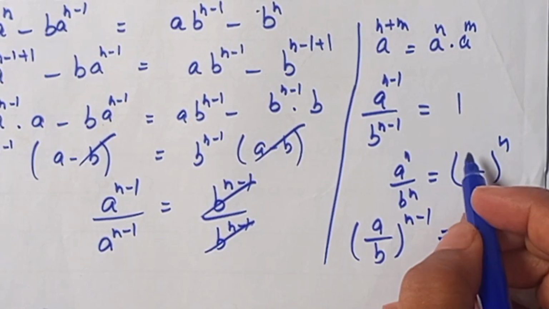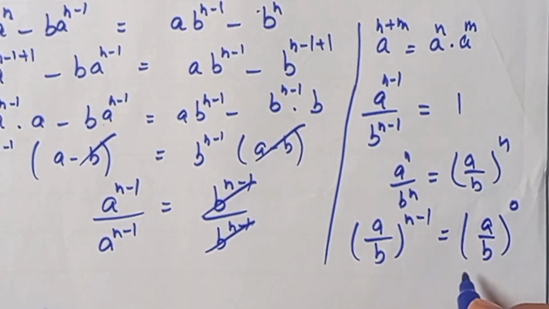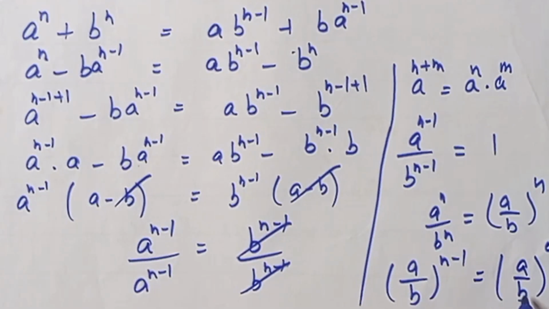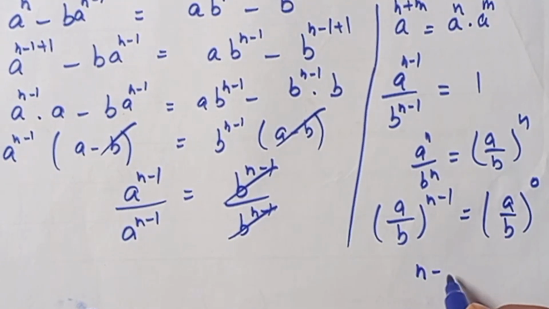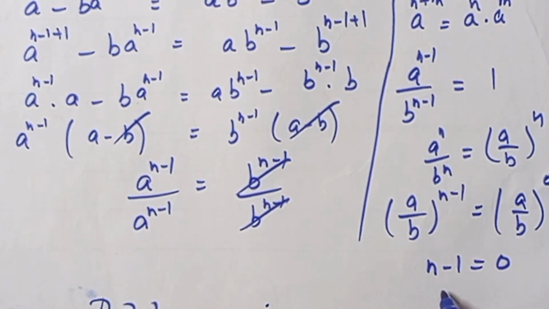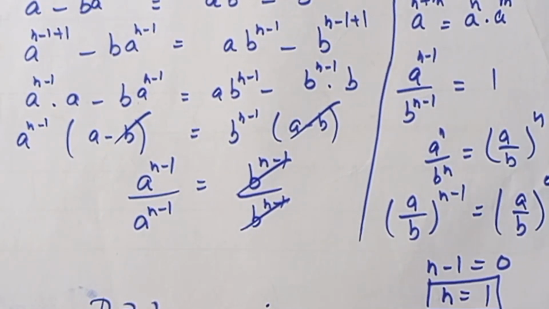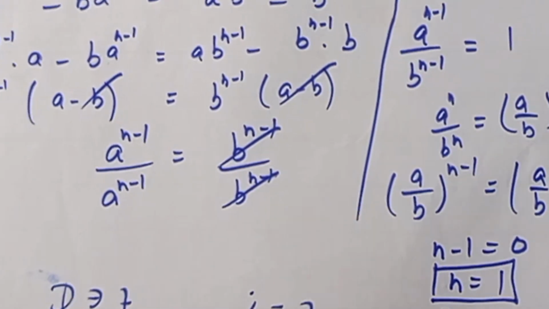And we write this 1 as a over b raised to the power 0, which is also equal to 1. Now the bases are the same, so we can compare their exponents. So this implies n minus 1 is equal to 0. And add a 1 on both sides, we get n is equal to 1. And this is our final answer. The value of n in our question is 1. And we have done. Thank you.